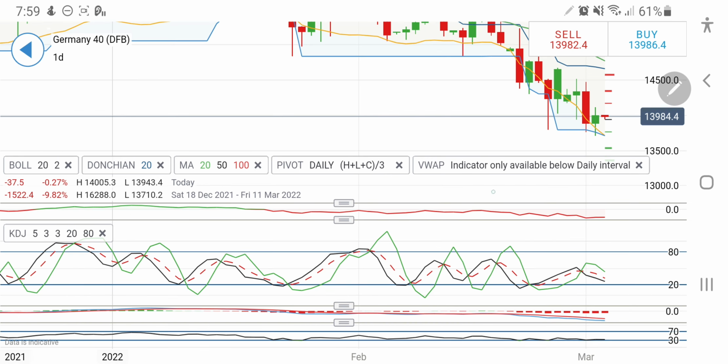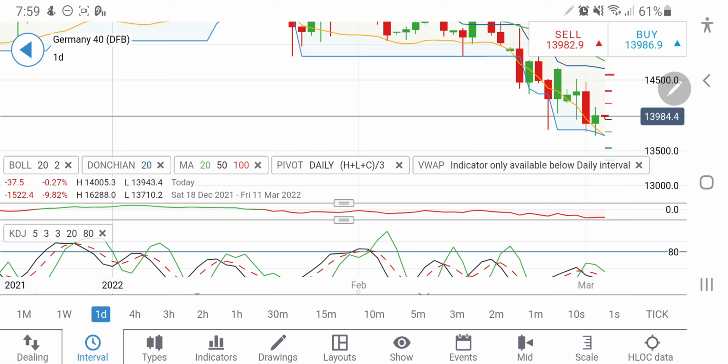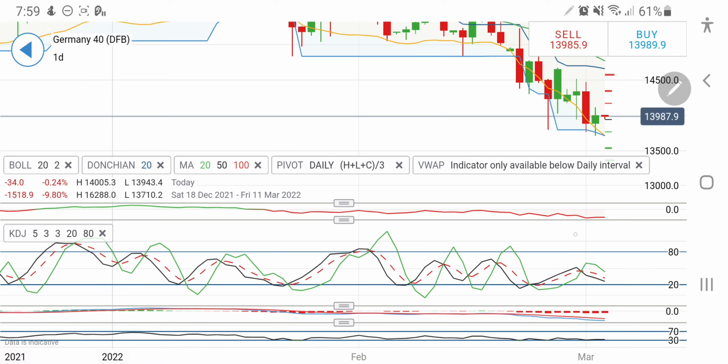And yes, the stochastic on the daily charts is looking downwards, still downwards, but near to oversold. So looking at near oversold levels, we can expect that Germany 40 can give a reversal if it trades beyond 14,100. Then you can expect it to hit 14,250, 14,300, and then 14,400 levels can also be expected. On the downside, once it breaks 13,900, you can expect it to trade with a drop towards 13,800 and then 13,700, 600 zone. This is all from my side.